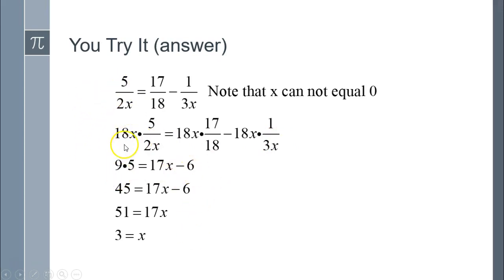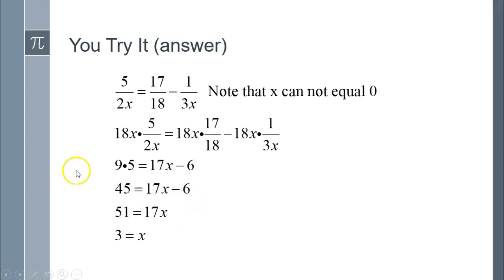So 18x over 2x reduces to a 9. The x's reduce. 18 over 2 is 9. I multiply that by 5. 18x over the 18 reduces to the x. I multiply that by 17. 18x reduced with the 3x on the bottom leaves me with a 6. 6 times 1 gives me the 6. I multiply the 9 times 5.